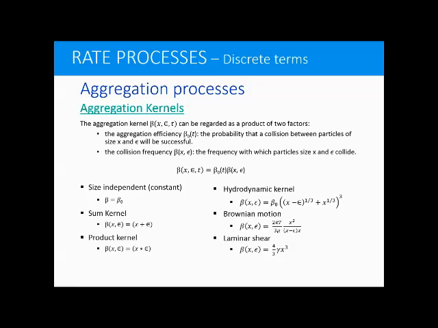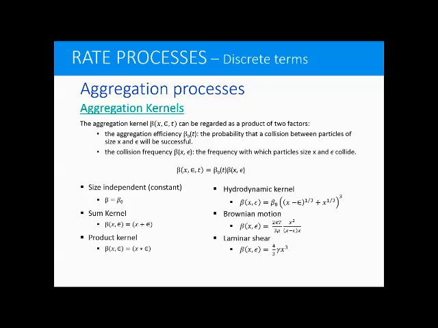So the aggregation efficiency, or the beta naught term, is the probability that a collision between these particles of size x and epsilon will be successful, at least throughout the time step that is being simulated. And then the collision frequency denotes the frequency at which these particles of size x and epsilon meet each other and collide. So the final aggregation kernel is the multiplication of these terms.